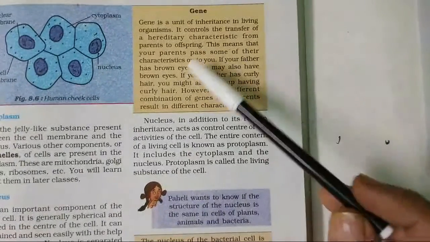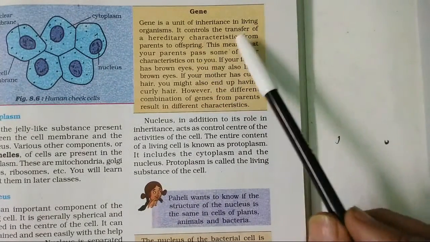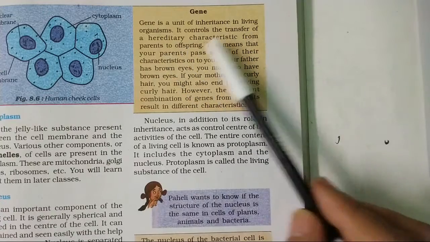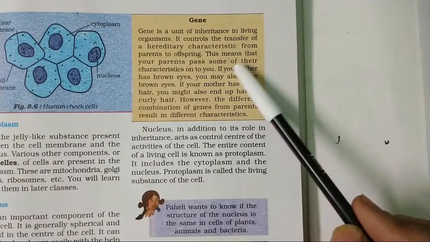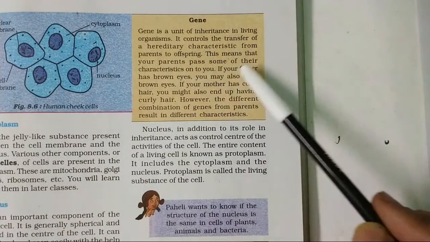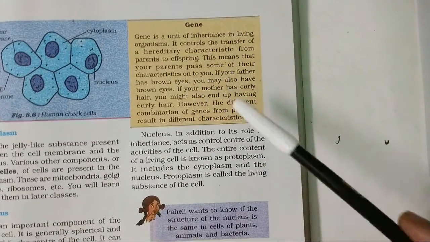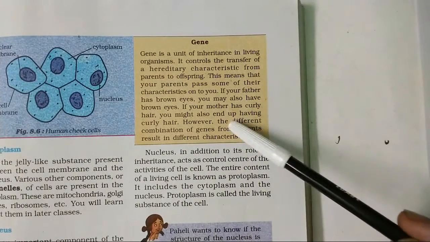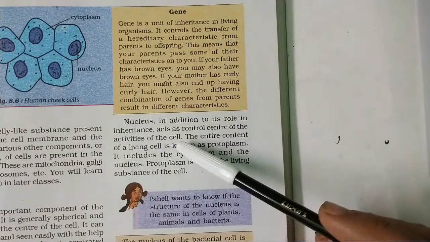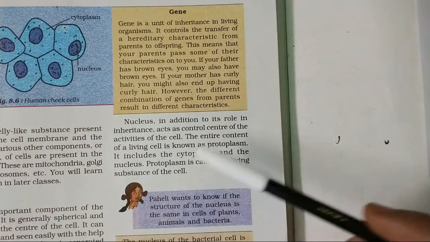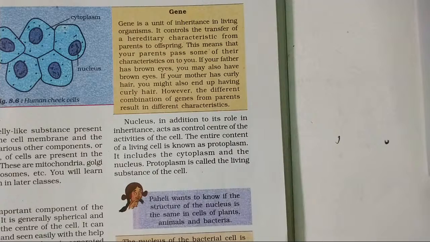Now here it is describing, gene is a unit of inheritance in living organism. It controls the transfer of hereditary characteristics from parent to offspring. Your parents pass some of their characteristics to you. That is why you are resembling your parents. In addition to its role in inheritance, it acts as a control center. It controls all the activities of the cell.